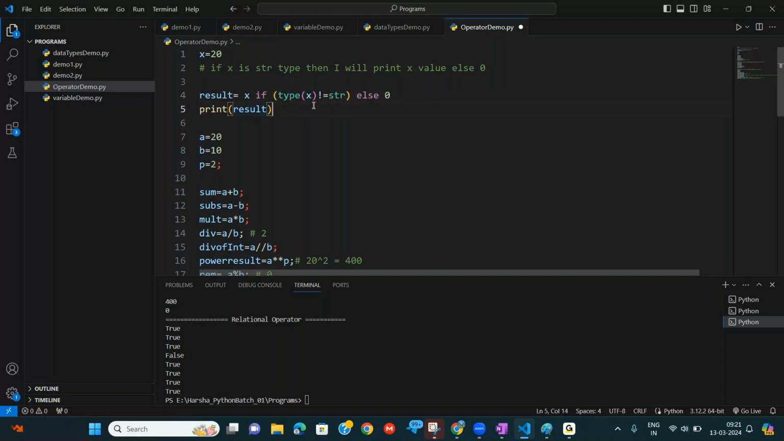Okay, now I'm checking whether x is not str. If it is not str type, then it will print. The condition will get changed. Understood? What is the meaning of not and double equal? Got it.